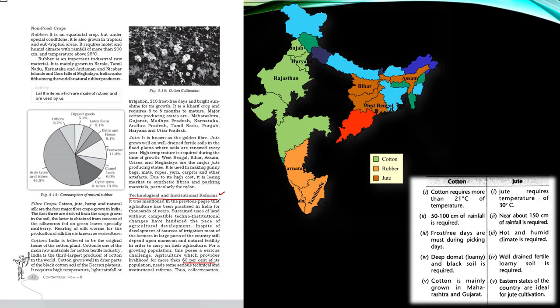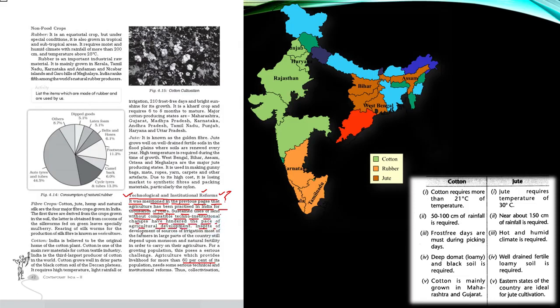So here, from the first paragraph, the important question is: highlight the importance of technological and institutional reforms with reference to agriculture. In this you have to give reasons, and if you go through the paragraph I'm going to read, you will be able to get the points from the paragraph itself. It says that, as mentioned in the previous pages, agriculture has been practiced in India for thousands of years. Sustained uses of land without compatible techno-institutional changes have hindered the pace of agricultural development.